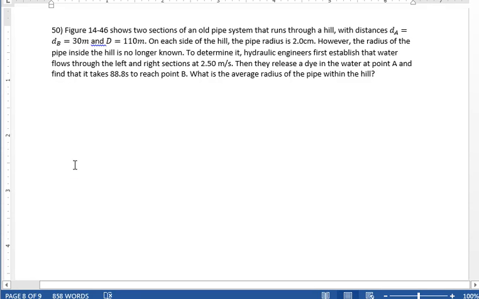All right, problem 50 of chapter 14. We have two pipes that are 30 meters long, and we got a total distance of 110 meters. We know that when we pump water in at 2.5 meters per second on one side, it comes out on the other side at 2.5 meters per second. So we stick a dye in. The issue is we don't know the size of the middle of the pipe. So we stick a dye in and find out it takes 88.8 seconds to go all the way through.